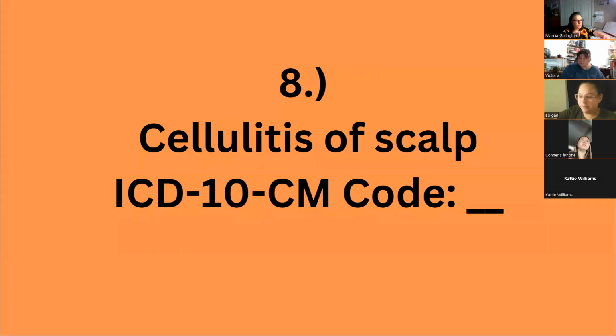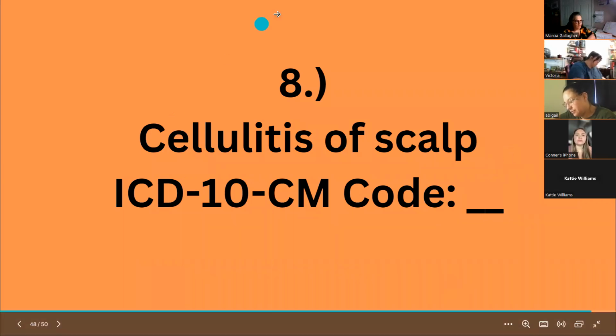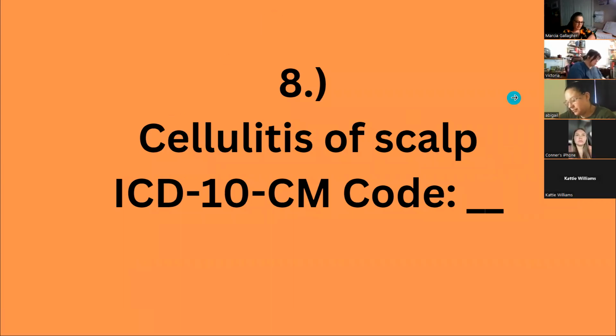Okay, we're ready to move to our very last one. I'm not going to say the best for last, but cellulitis of the scalp. So what do we have? What is our key term? Cellulitis. So in our index, we go cellulitis. Then where is our cellulitis? The scalp. So cellulitis and then scalp.